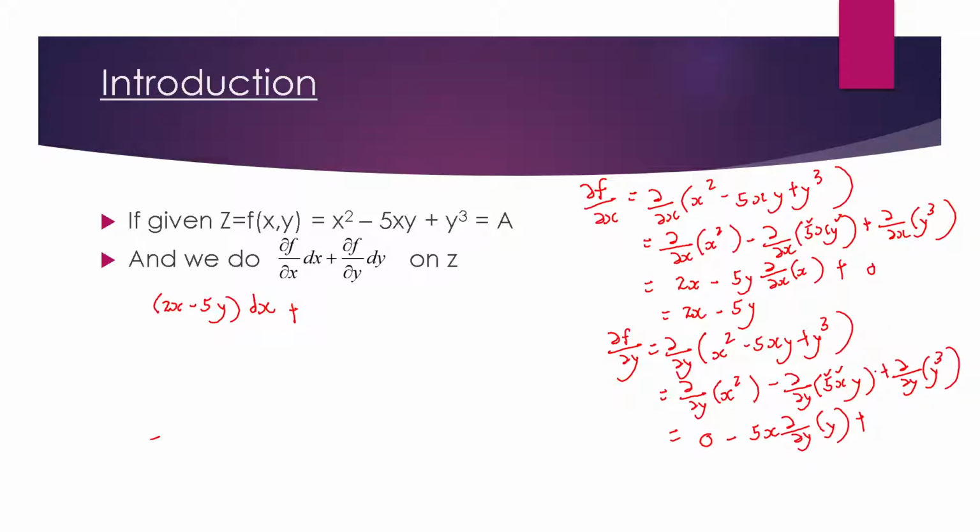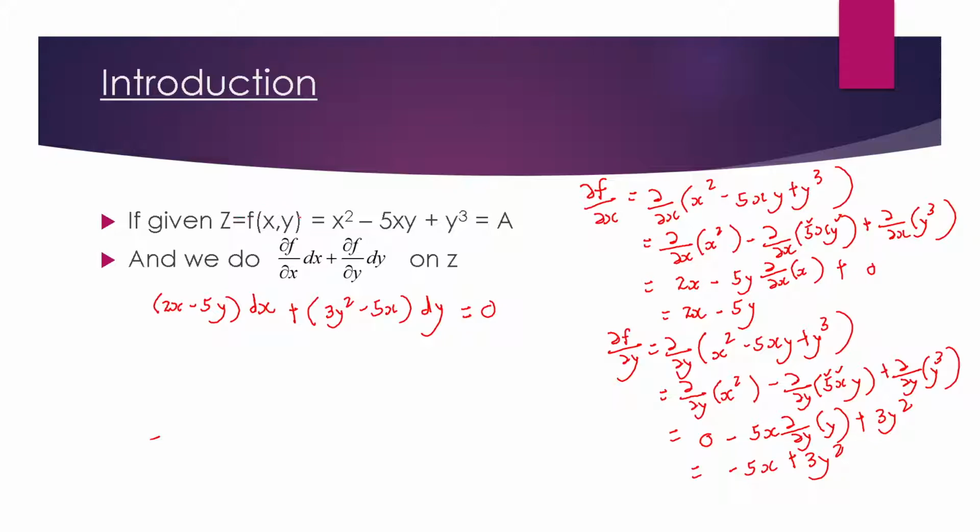Then del y of y cubed, you got 3y squared, and del y of y to the power 1, you have 1. That's why this is negative 5x plus 3y squared. So I can put 3y squared minus 5x, dy. Okay, and then here, del f del x plus del f del y, if you differentiate a constant, we have 0.